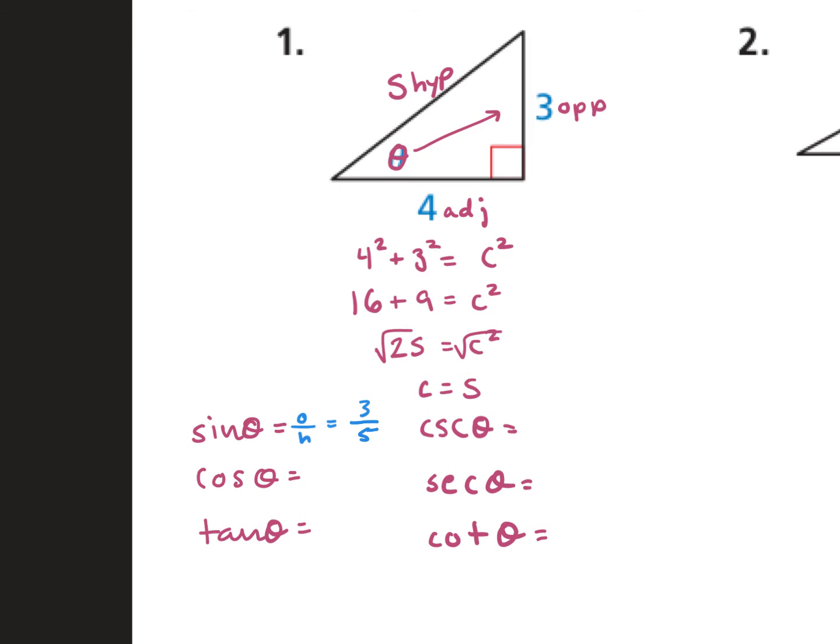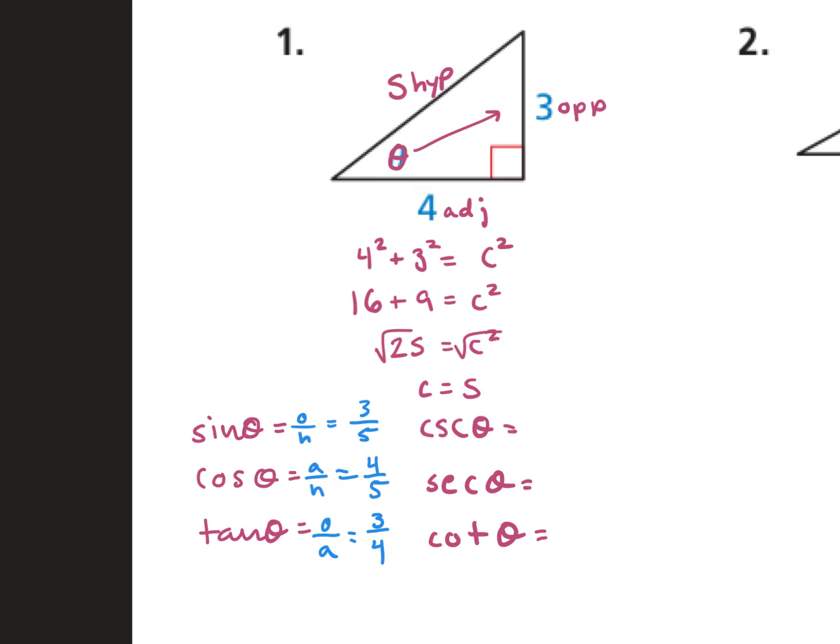What's cosine? Adjacent over hypotenuse. So what would our adjacent over hypotenuse be? 4 over 5. And then we have tangent, which is opposite over adjacent, TOA. What's our opposite? 3. And our adjacent? 4. So we have 3 over 4.